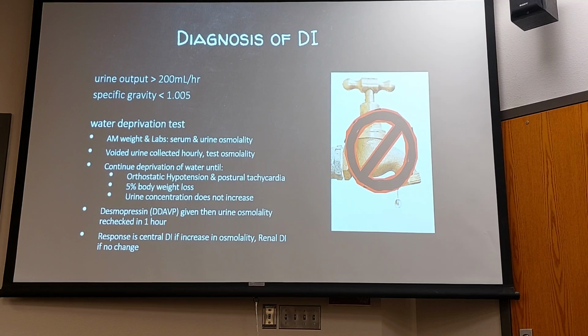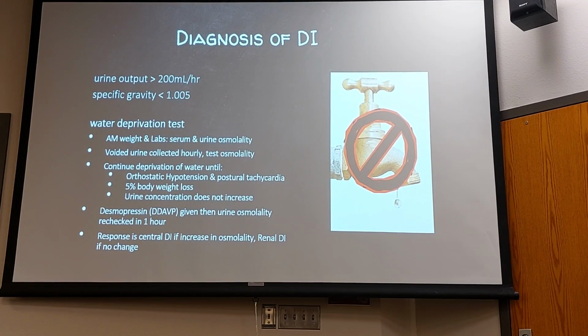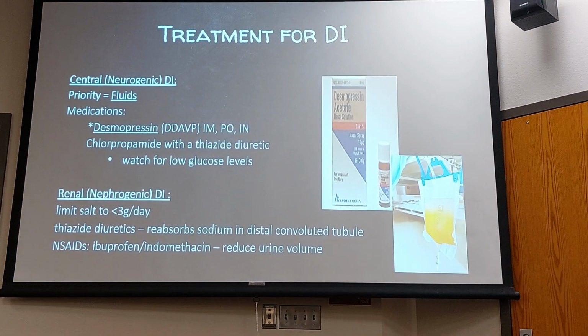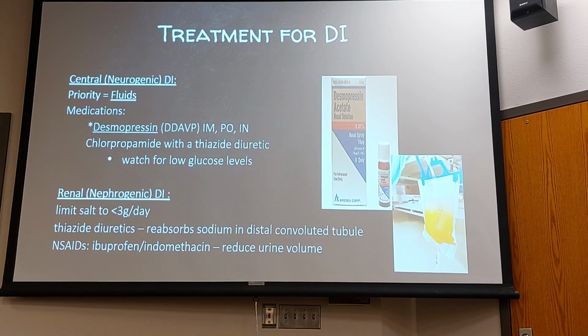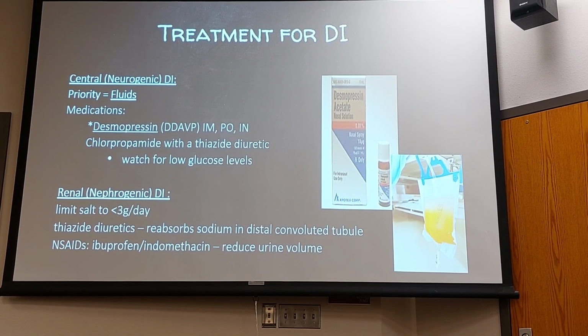So they can't concentrate it. Renal diabetes insipidus if there's no change to it, right? So they know if it's central or renal at that point. So once they know which is which, if it's central, we're gonna go ahead and give some fluids, replace those fluids, and we're gonna do that desmopressin.